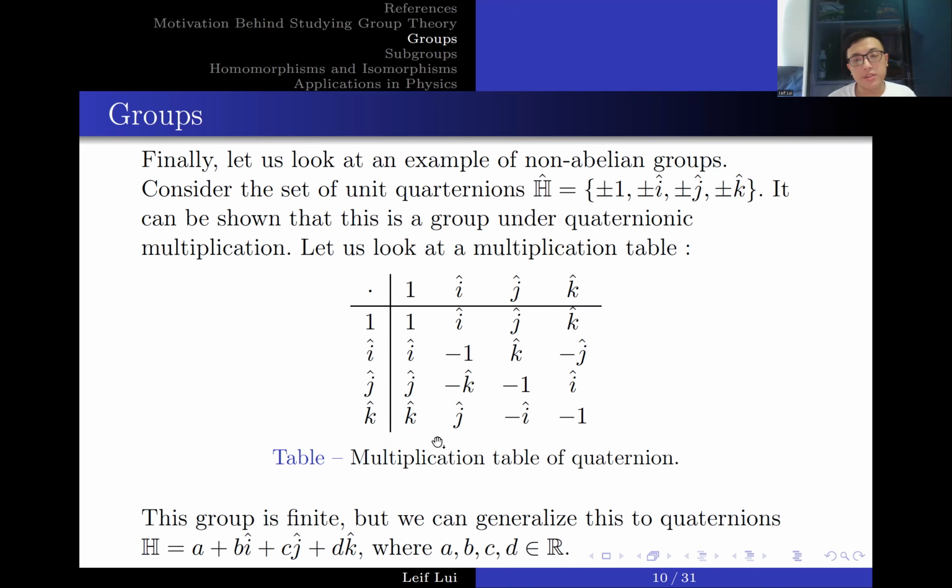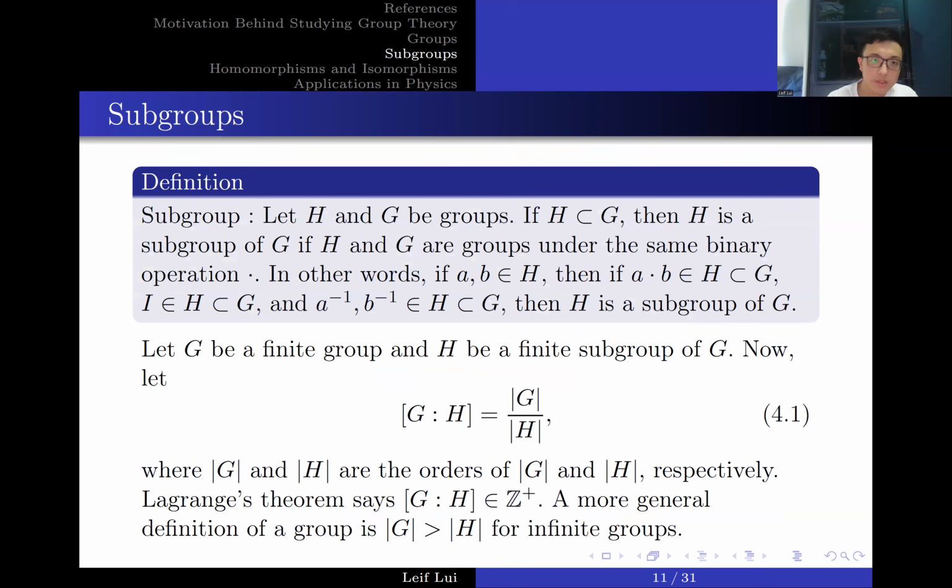But we can clearly see that this is a non-abelian finite group. We can generalize this group to general quaternions, where we have a plus bi plus cj plus dk, where a, b, c, d are real numbers. And we can see that this is clearly an infinite group. These satisfy similar properties to this finite group, but we have an infinite number of elements. So this will be an infinite group that is non-abelian.